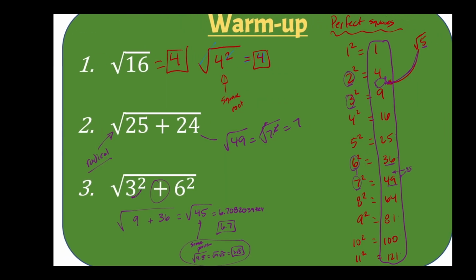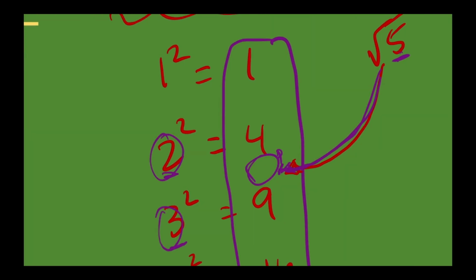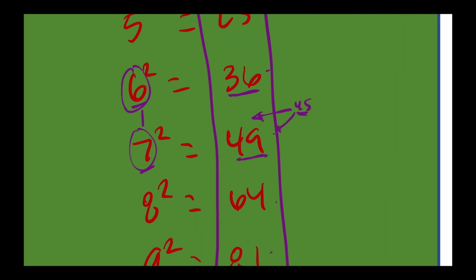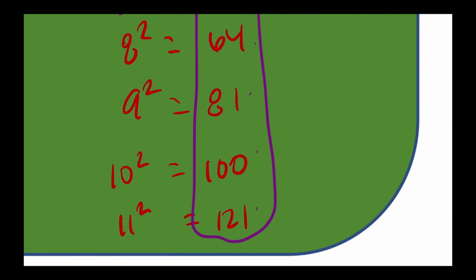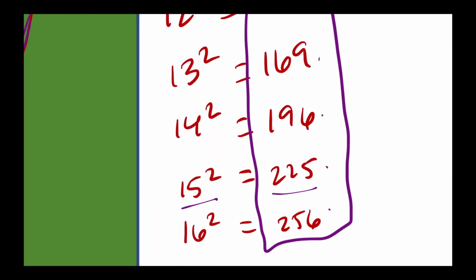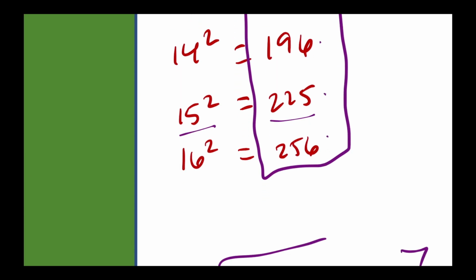Any questions on the warm-up? Square roots. If you can find the square root of a perfect square, and you should know these numbers, they should stay in your mind. When you see these numbers, you should say, "Oh yeah, that's a perfect square." Even these ones, 12 squared, 13 squared, 14 squared, 15 squared, 16 squared, you should know this. Did anyone try 17 squared?